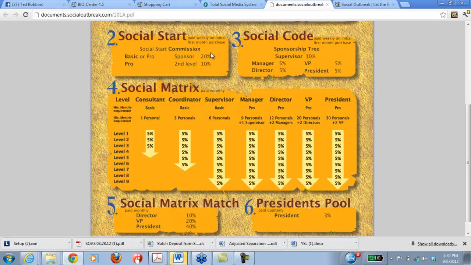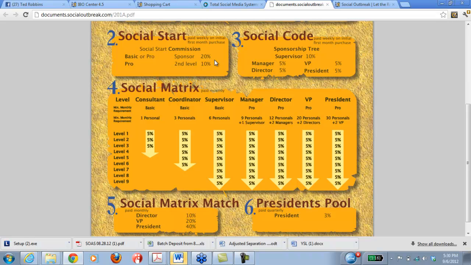The social start incentivizes the person that's recruiting. The social code incentivizes the leaders above you that are helping you be successful. So there are 2 different ways, because a lot of people don't like front-loading programs where it only goes to the person doing the recruiting. People say, if it only goes to the recruiter, what's the benefit for me in trying to support the people below me? And that's really where the social code comes into play.